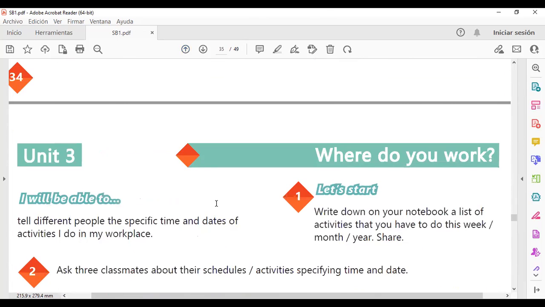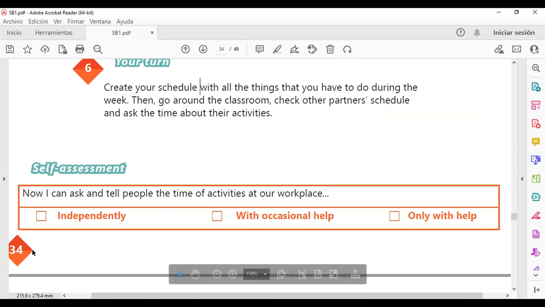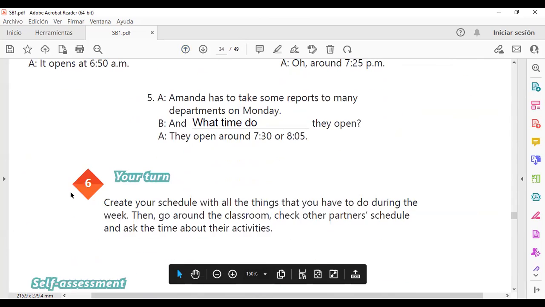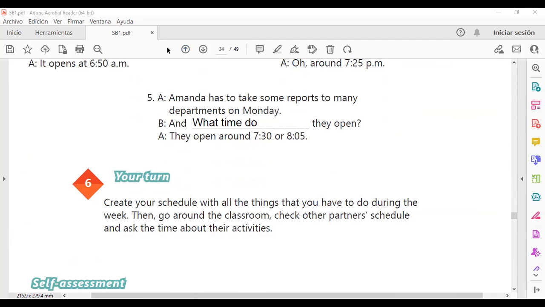The page where you can find the info is page number 34. Hey everybody, are you working on your schedule?